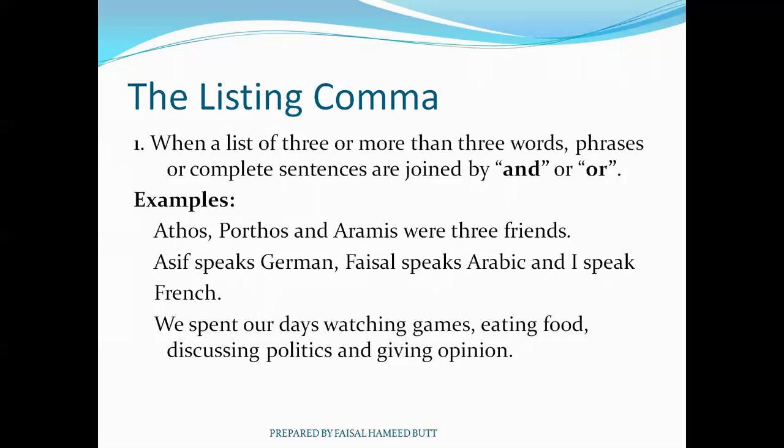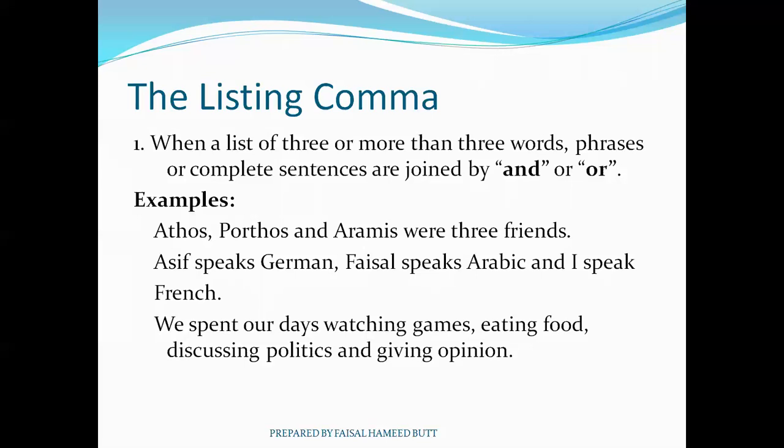So that is called listing comma. And remember, we don't have a comma before and because we are using British punctuation. In American books, you will find a comma before and or or, but in British books, you won't find that comma before and or or. There is a certain specific situation, but we are not going to discuss that.